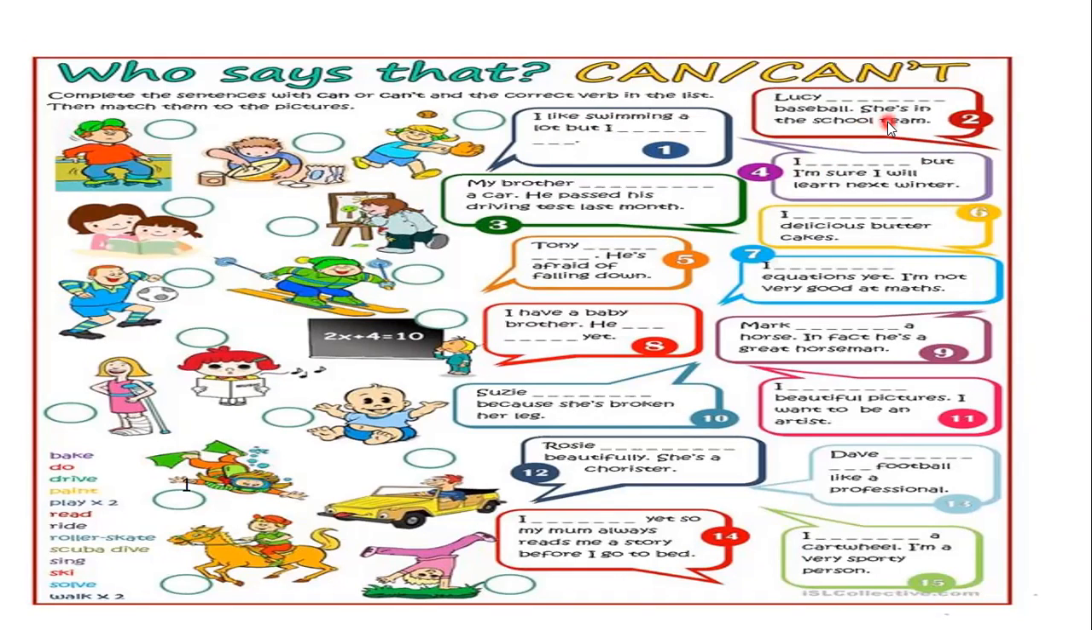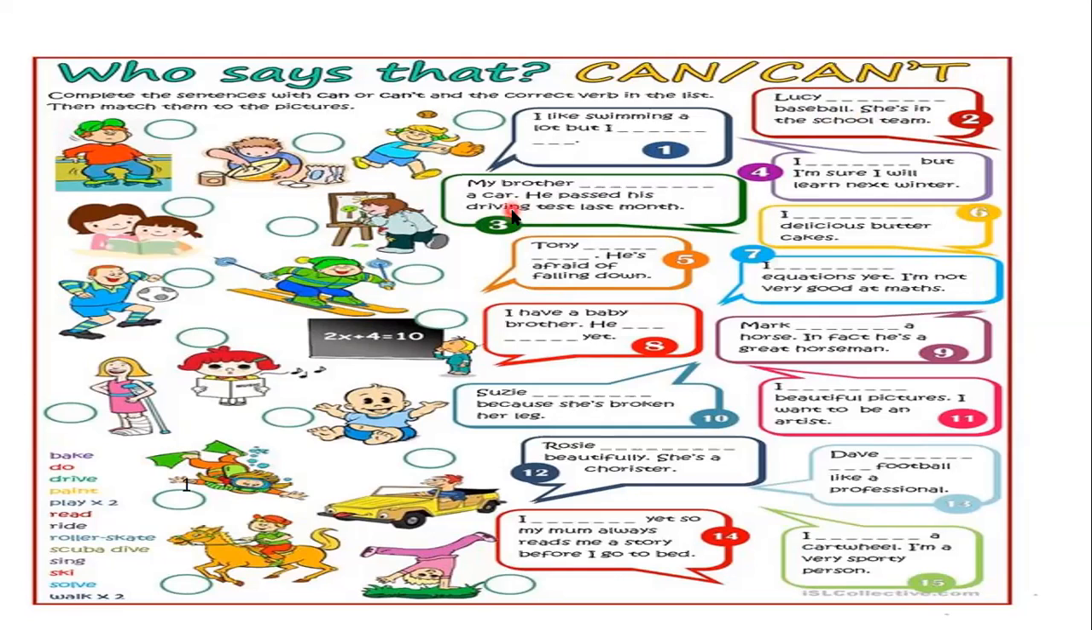Says Lucy, baseball, she is in the school team. Can or can't? Can. Who said can't? Affirmative. Me, Adonai. Yes, you're right, Adonai. Because if you see the sentence, it doesn't have a but. And the next sentence is affirming the first one. So Lucy can play baseball. Esa es una primera afirmación. Y luego they reinforce the next sentence and say, she's in the school team, right? So it's affirmative. Thank you.